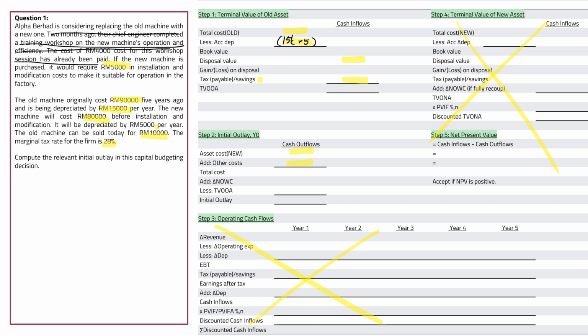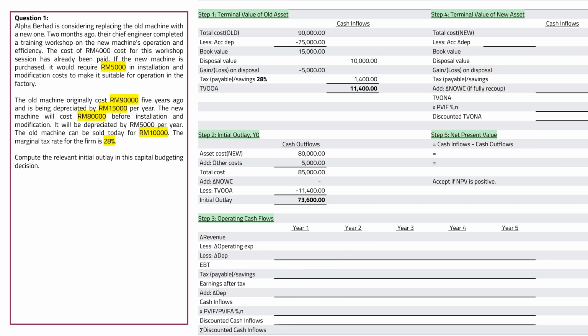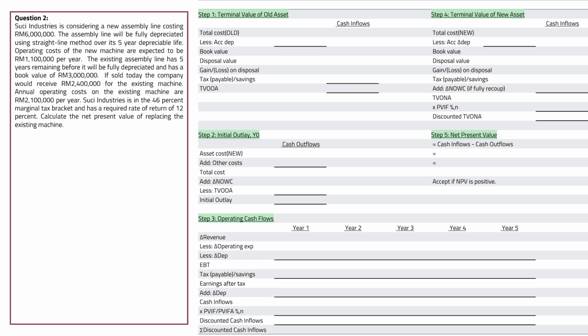Okay, let's check answers. Did you get 73,600? Okay, moving on. Let's take a look at this question. Suchi Industries is considering a new assembly line costing 6 million. So 6 million goes here.